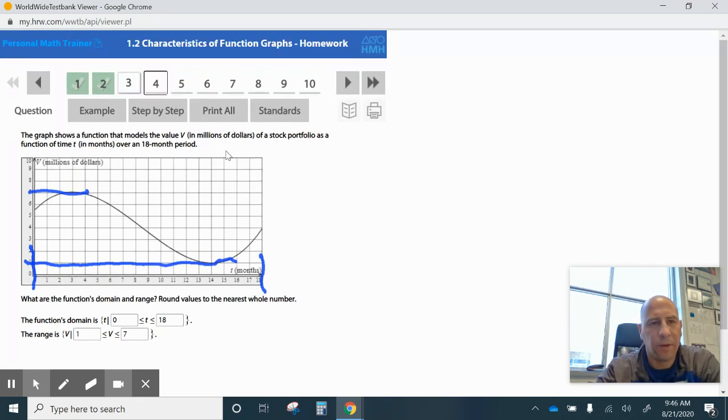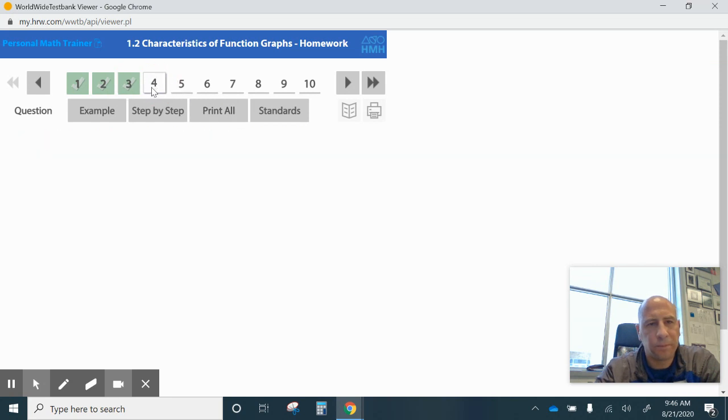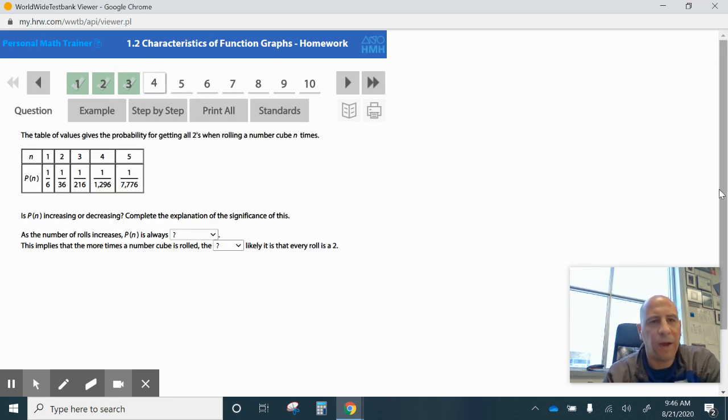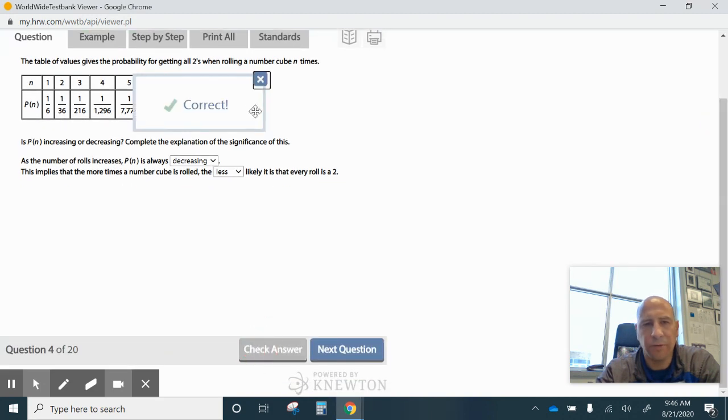Okay, number 4. All right. The table values give the probability of getting all 2s when rolling a number cube n times. Is P of n increasing or decreasing? Complete the explanation. As the number of rolls increases, P of n is always decreasing, and the reason being is these are getting smaller. This implies that the more times the number cube is rolled, the less likely it is that every roll is a 2. All right, check answer, correct.